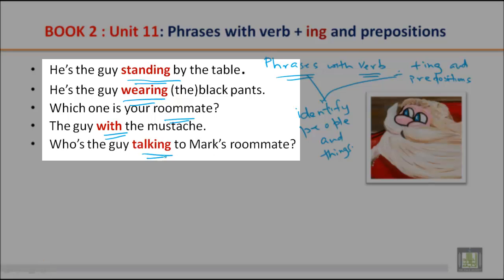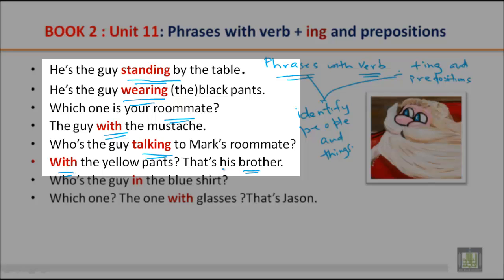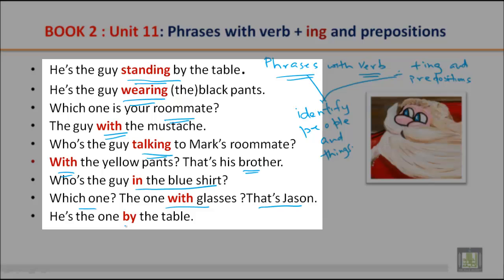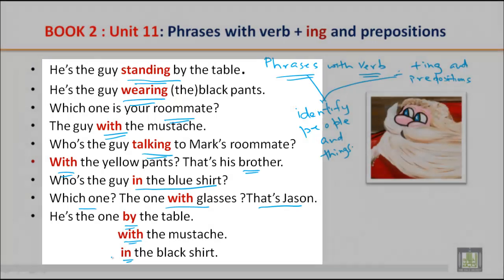Who's the guy talking to Mark's roommate with the yellow pants? That's his brother. Who's the guy in the blue shirt? Which one? The one with glasses? That's Jason. He's the one by the table with the mustache in the black shirt.